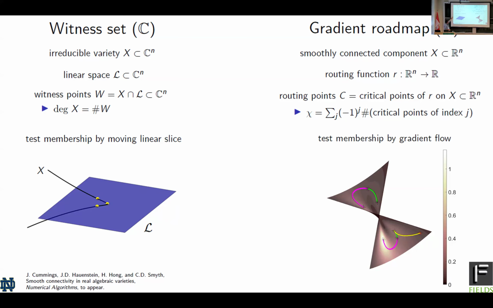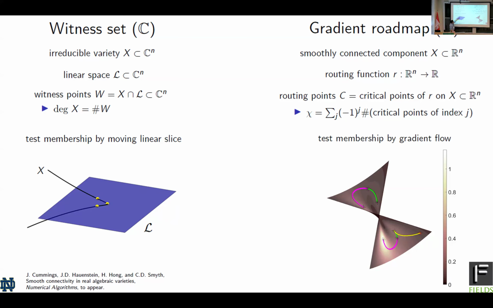Over here, the degree was the number of witness points. And as Paul mentioned yesterday, we can get the Euler characteristic from our critical points. So there's some sort of invariant that shows up in this information.